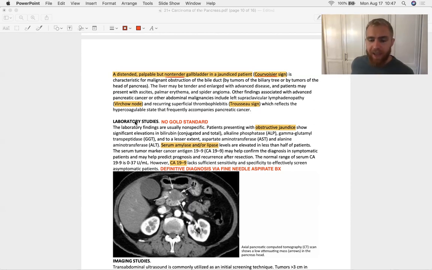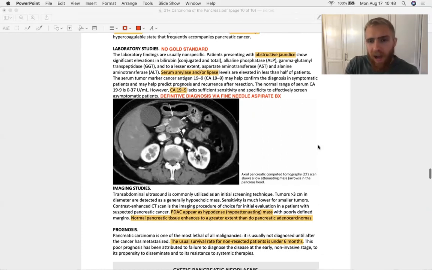You basically get tiny little DVTs all over the place in a random haphazard distribution that is spaced out temporally as well. So it might be at your right hip one day, and then you might get one down in your left calf 3 days later. That's Trousseau sign, recurrent superficial thrombophlebitis. And again, it's nothing that's going to kill you or anything. It's just a little bit of clotting leading to a bruise.